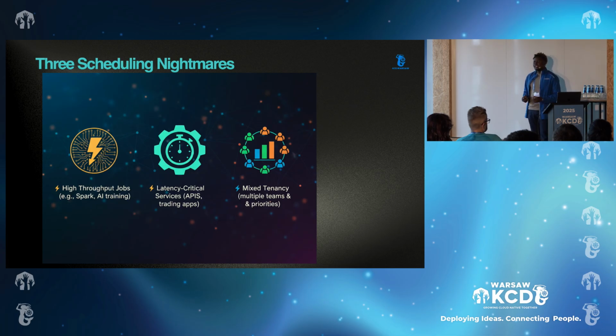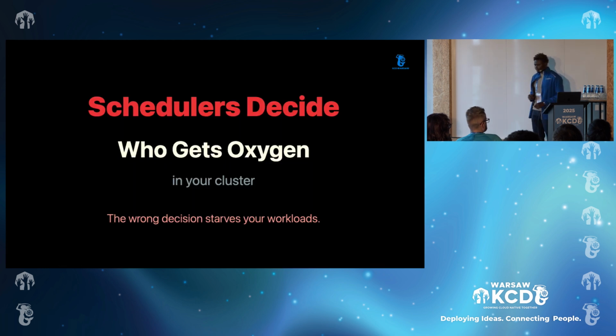Also, in a case whereby you have different teams that share the same cluster, it adds complexity to this, because you need to ensure that one particular team is not dominating resources over another team. So the question here is not about whether Kubernetes can schedule, but instead, how well your cluster can perform under pressure. Having this in mind, it is important to know that your scheduler is actually the heart of the cluster, because it decides who gets the oxygen in the cluster.